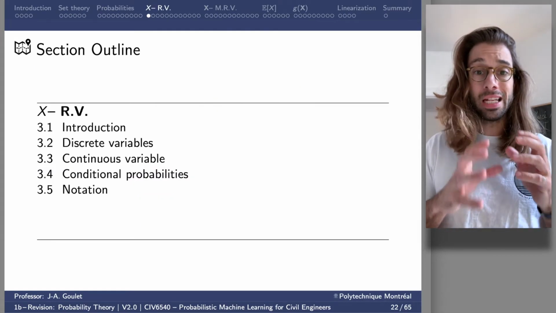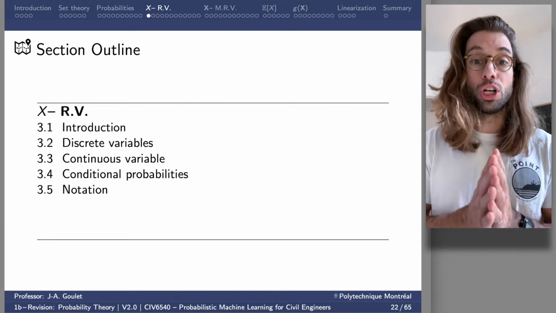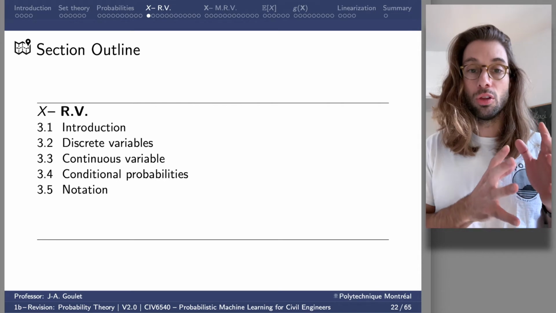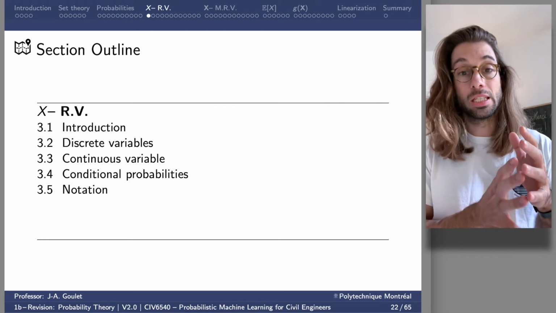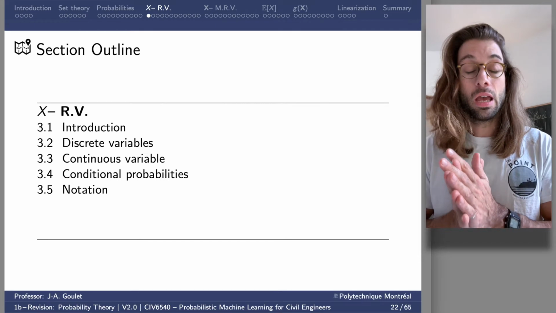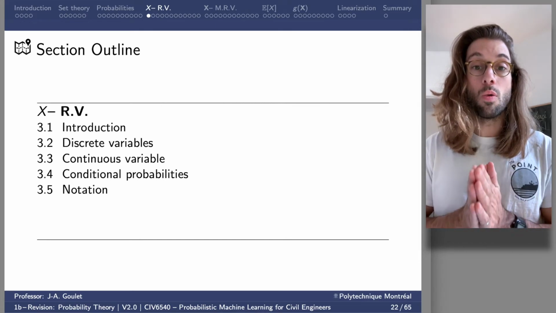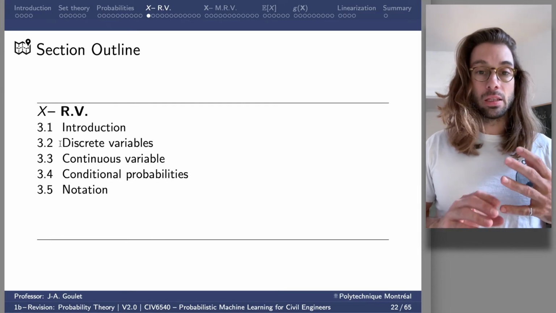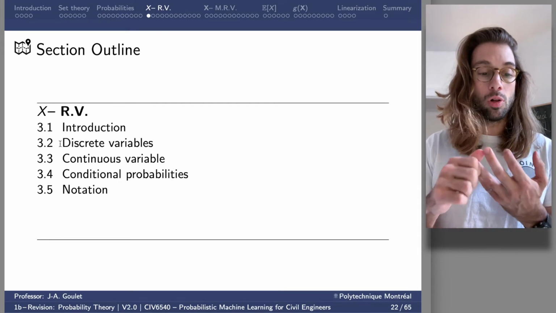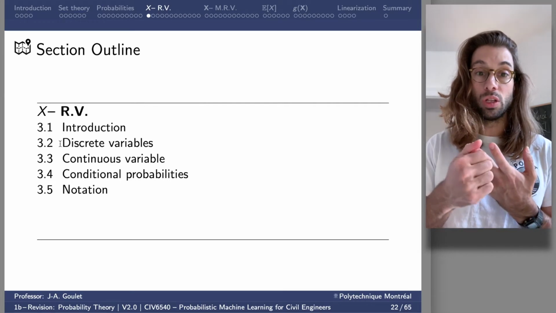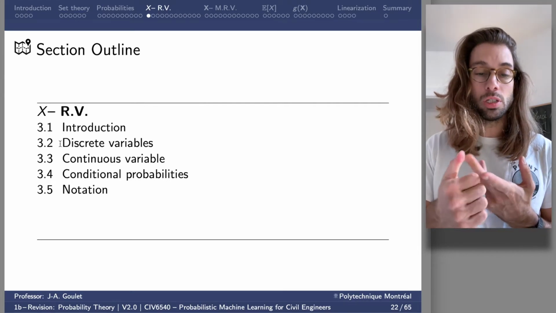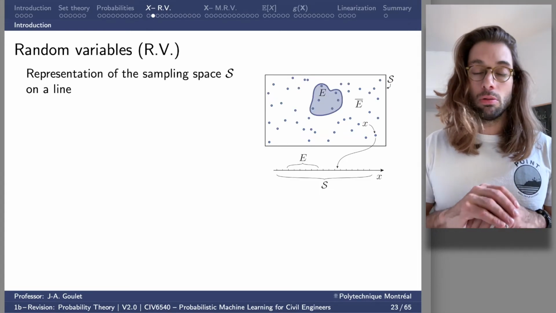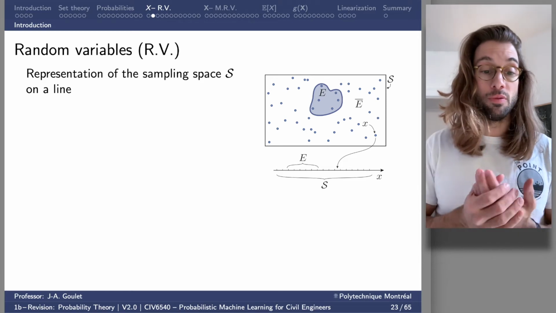Okay, so now let's look at the core of what we're going to be using for machine learning. All the concepts we saw were there for us to really understand well the concept of random variables, because in most cases, this is what we're going to be working with when we're building machine learning problems. So we're going to look at several cases: discrete random variables, continuous random variables, conditional probability with random variables, and finally the general notation for these things. So first, let's define what a random variable is, okay?